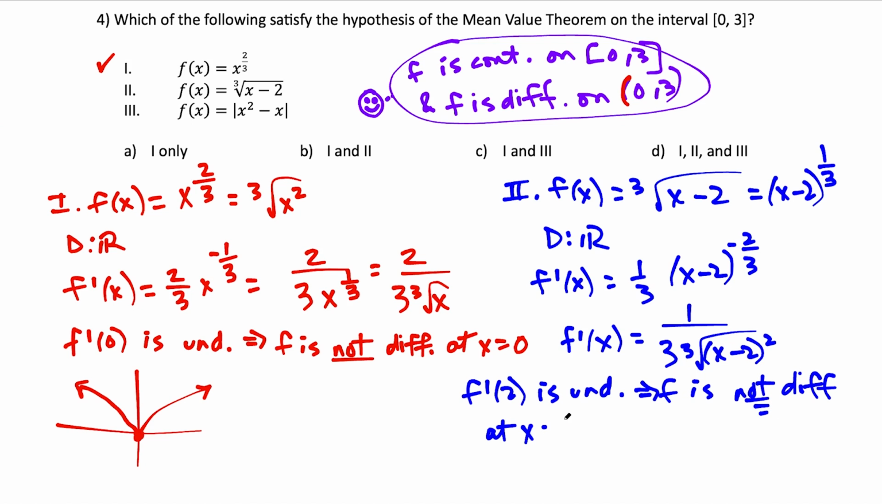This is a big problem because notice how 2 is between 0 and 3. So that would ruin that second condition. This function f of x from Roman numeral 2 is not differentiable on the open interval 0, 3. So this one is out. Okay, so choice B is out and choice D is out.